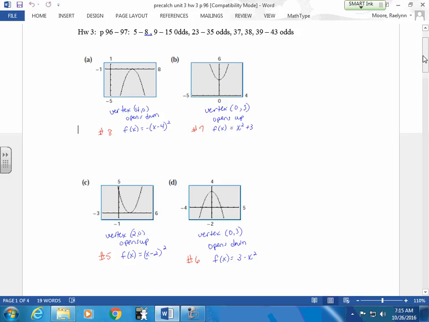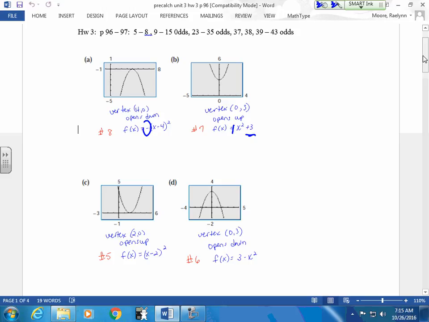A good way to start is, this is a positive. You can use your transformations. This is going to open up. It's a positive 1. Shift up 3. Okay. This is going to open down, and it moves to the right 4. Use your transformations to help you.